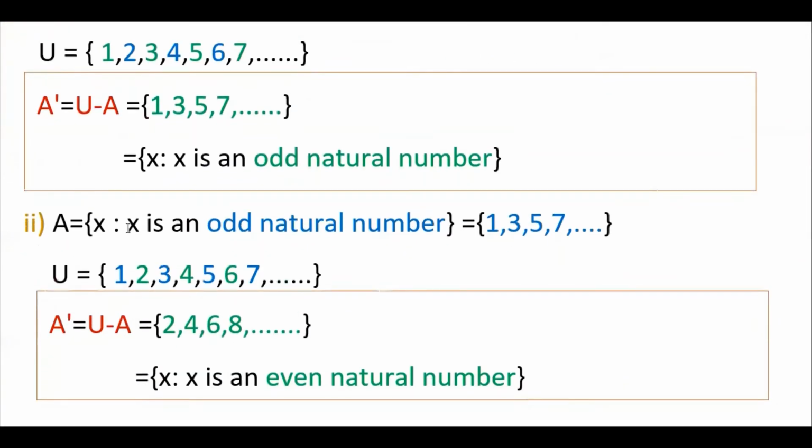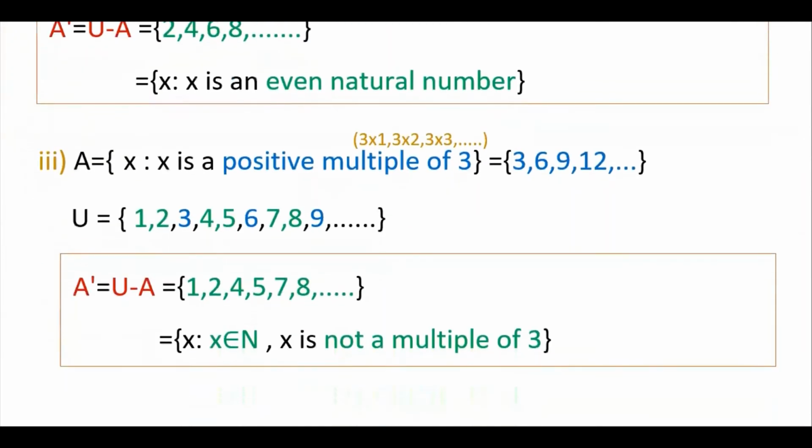Similarly, the second question: x such that x is an odd natural number. Those are 1, 3, 5, 7, etc. So the complement of this set, if you exclude odd numbers, will be the even numbers: 2, 4, 6, 8, etc. That is, x is an even natural number. This is the complement of the set of odd natural numbers.